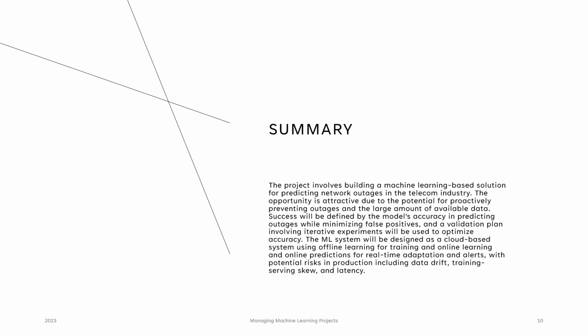Success will be defined by the model's accuracy in predicting outages while minimizing false positives, and a validation plan involving iterative experiments will be used to optimize accuracy. We'll design the ML system as a cloud-based system using offline learning for training and online learning and online predictions for real-time adaptations and alerts. Finally, we have discussed some potential risks in production, including data drift, training serving skew, and latency.